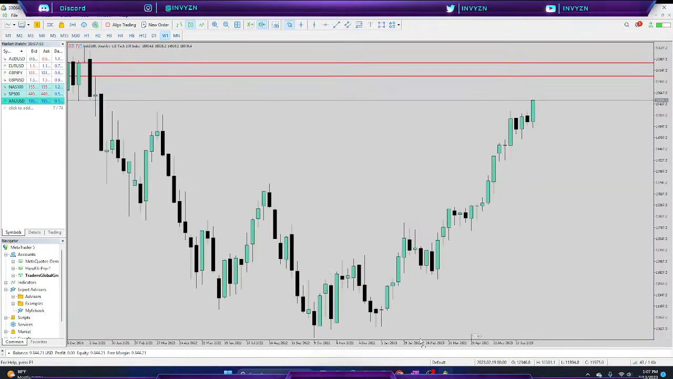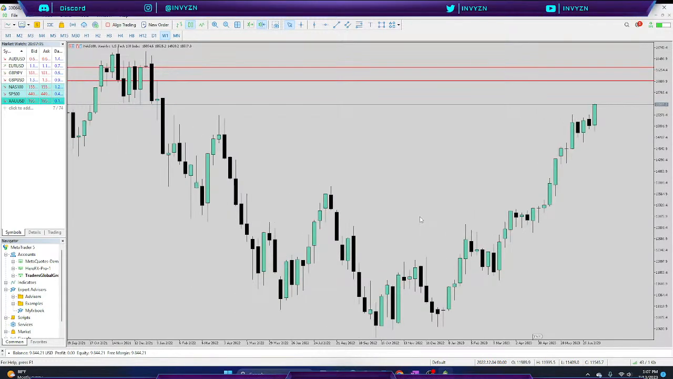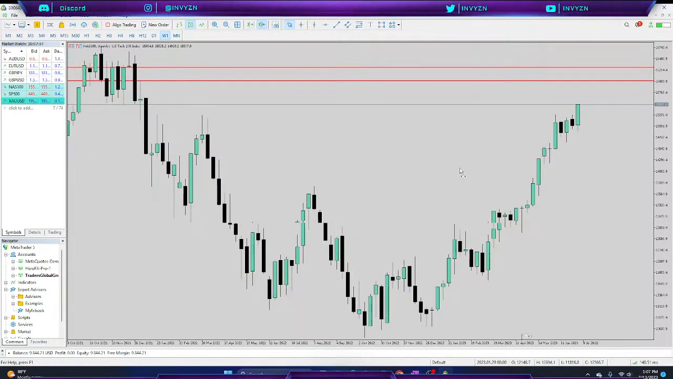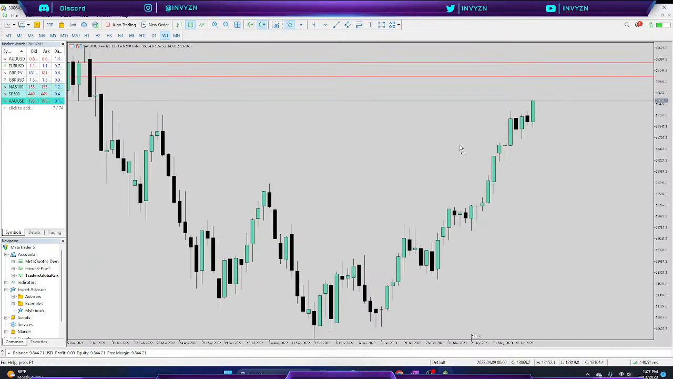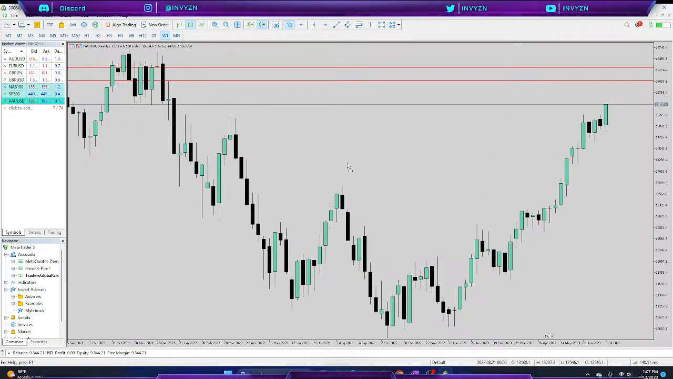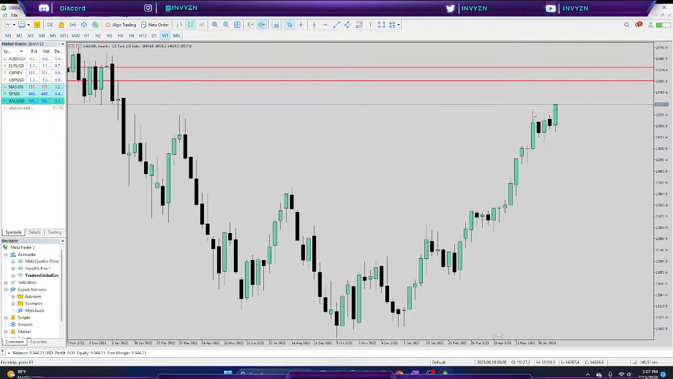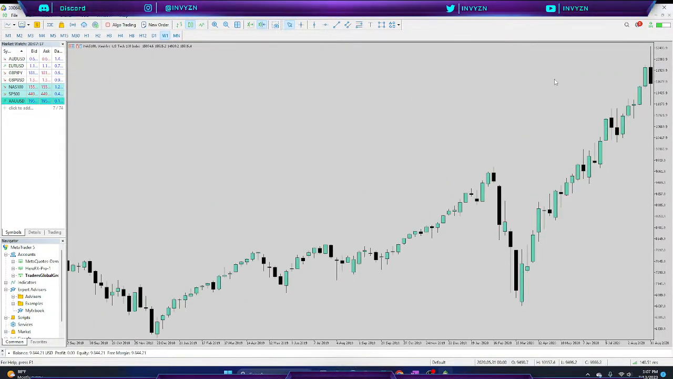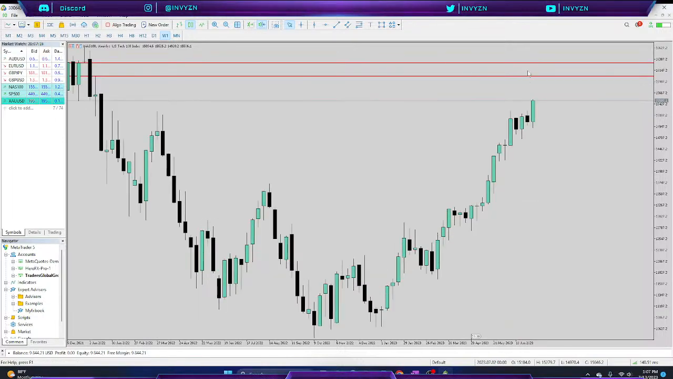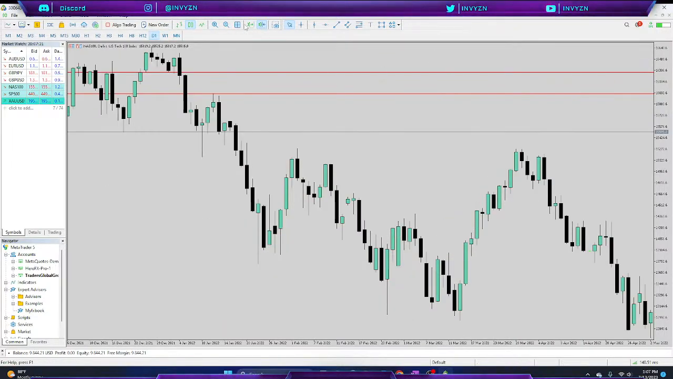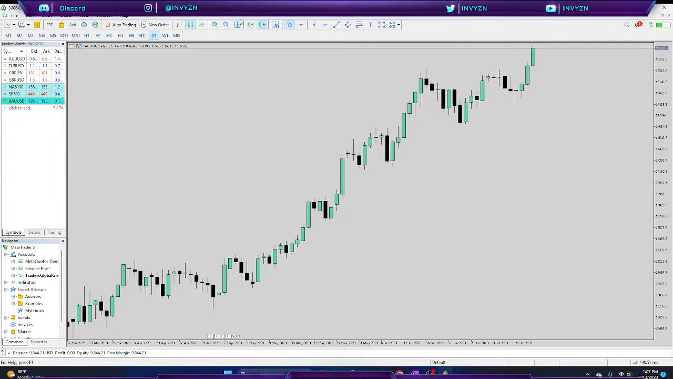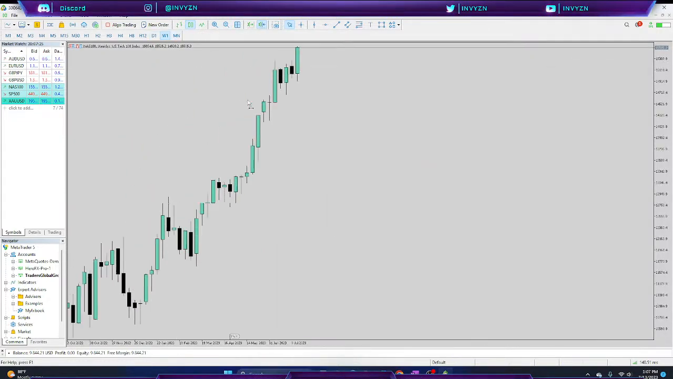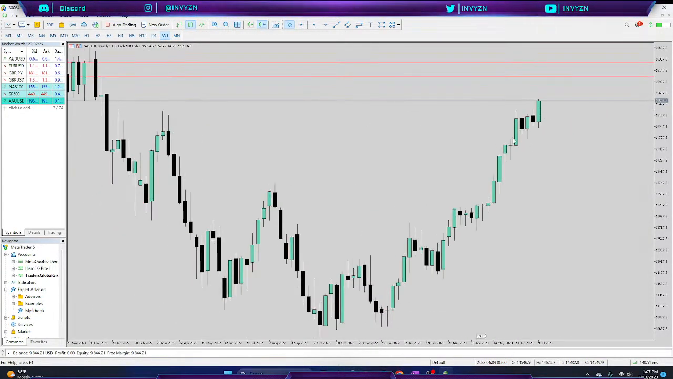To do a daily analysis, I like to work my way back from the higher time frame to the lower time frame. So on a higher time frame, we're on the weekly time frame right now. We see that we have been bullish. Monthly, we have been bullish. Weekly, we've been bullish. And daily, we've been bullish. So it's clear and obvious that right now we are in a bullish market.